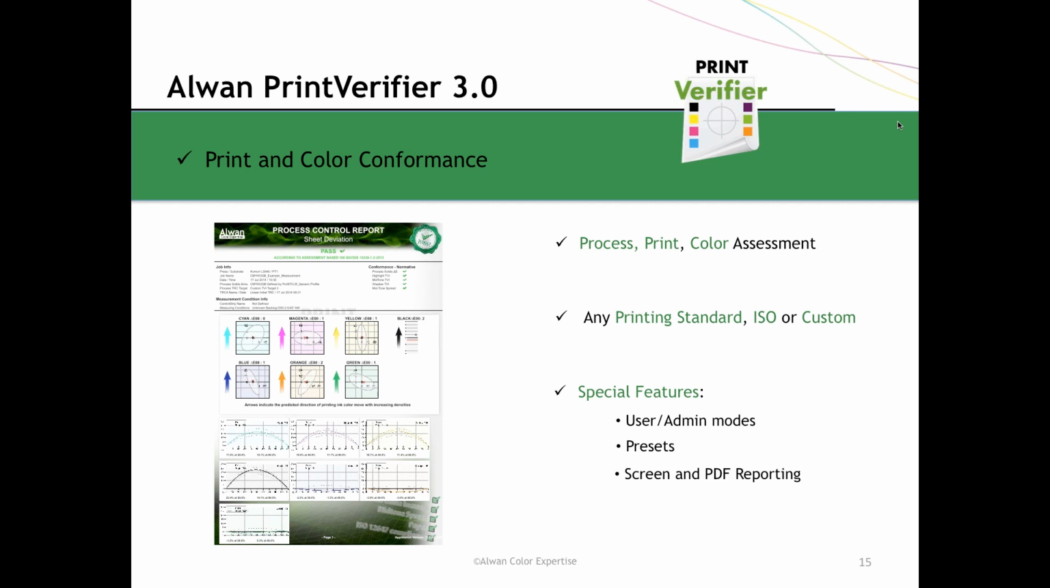And now we have also the ability to do user admin mode. So it means that we can set up the system and have the user just measuring. We have different color presets with the job ticket, the color job ticket possibilities, and have reporting as well on the screen, as PDFs that can be printed or assigned to a job in an electronic system.